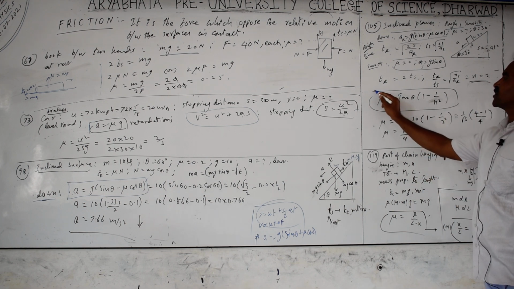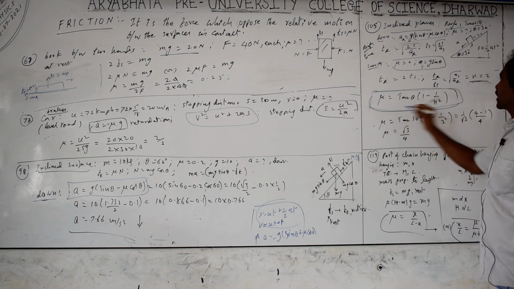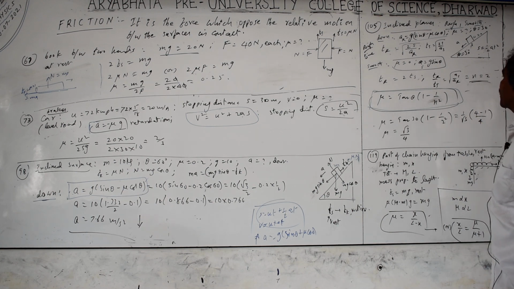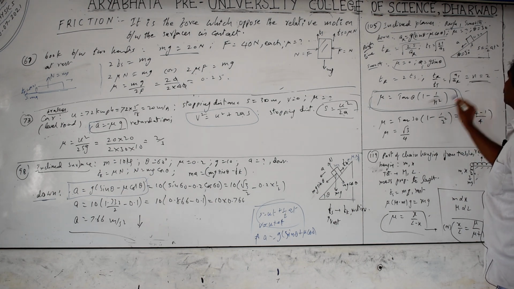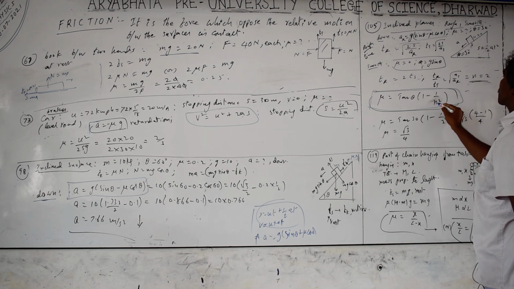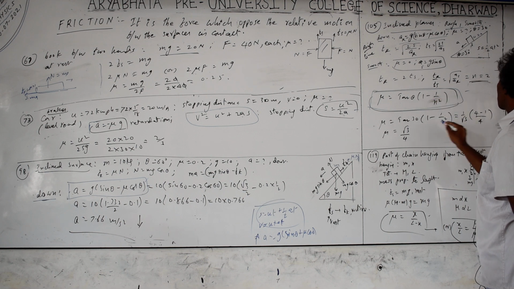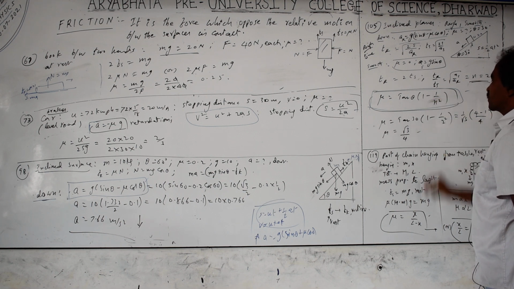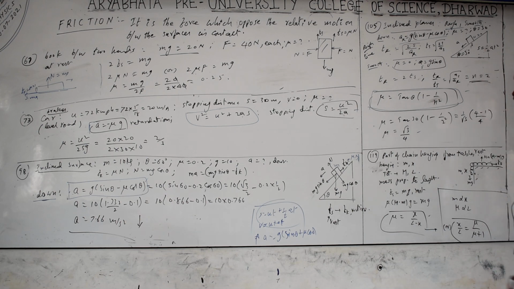You had better remember this relation directly. Very important problem it is. Mu equals tan theta into (1 minus 1 by n square). n is the ratio of times, rough surface by smooth surface. Here it is given as 2, so 2 square is 4, 1 minus 1 by 4, and the result is mu equals root 3 by 4.